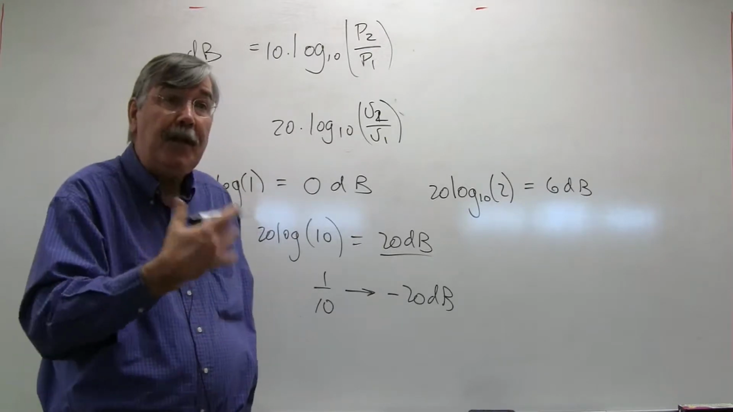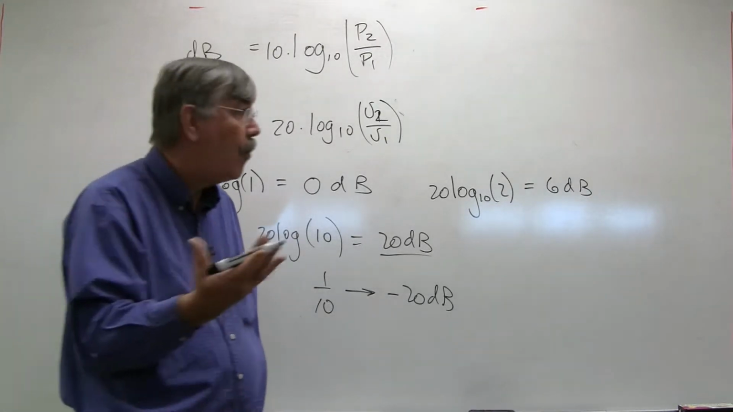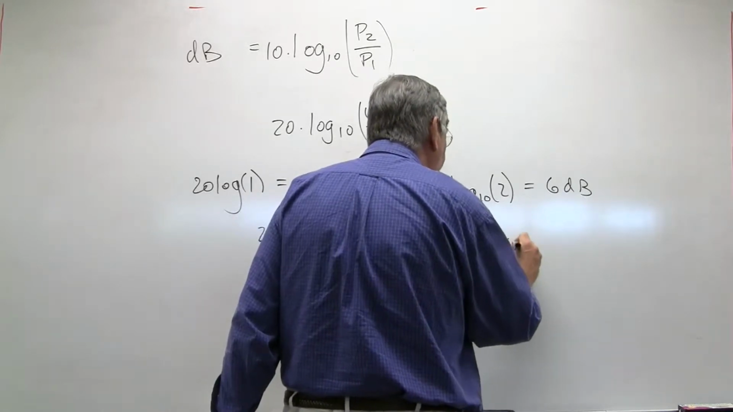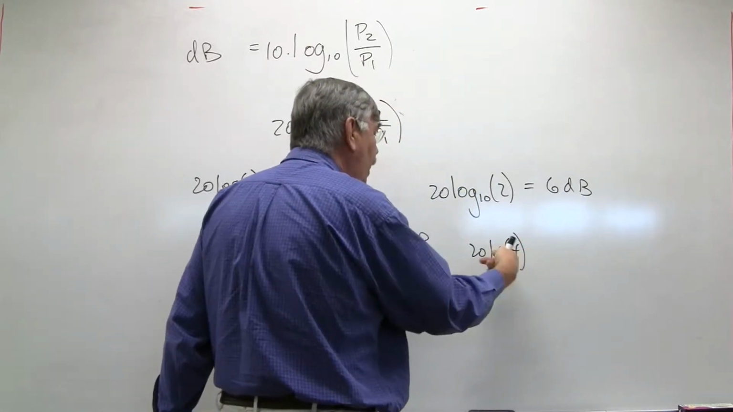All right? If you know anything about logs, you can go and do a bunch more of these. I'm not going to do tons of them, but 20 times the log, the dB thing for 4 is just 2 squared, which is twice that.